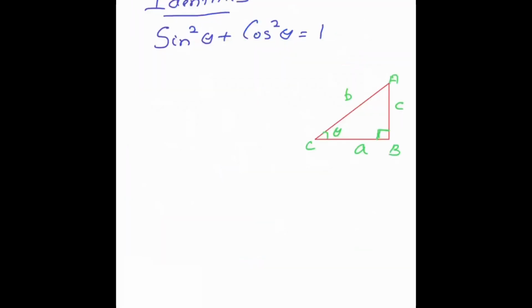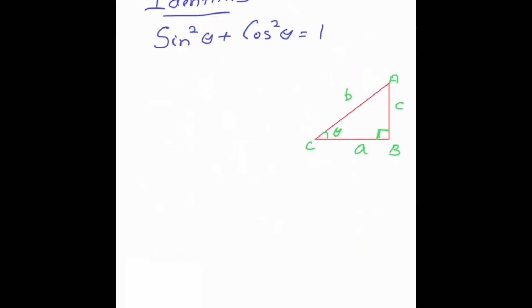Now coming to identities. This is the last topic in your 10th standard syllabus. Now you have to learn 3 identities. This is the first identity: sine squared theta plus cos squared theta equal to 1. So we'll try to prove this.